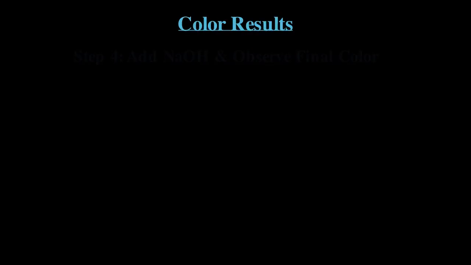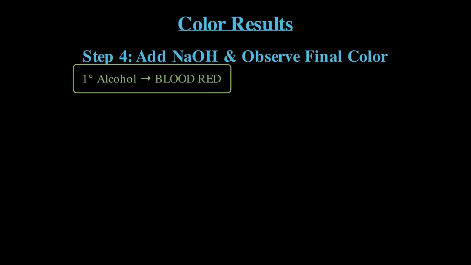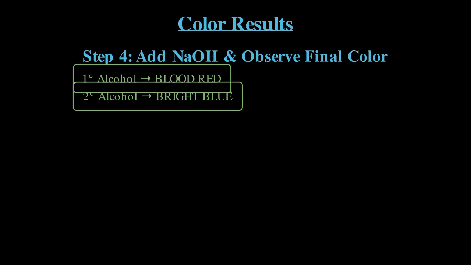Step 4, add aqueous sodium hydroxide to each solution and observe the color. For the primary alcohol, the nitrolic acid forms its sodium salt, producing a beautiful blood red color. For the secondary alcohol, the pseudonitrol gives a characteristic bright blue color in base. For the tertiary alcohol, since no reaction occurred in step 3, the solution remains colorless. The unreacted nitroalkane is essentially colorless to pale yellow.